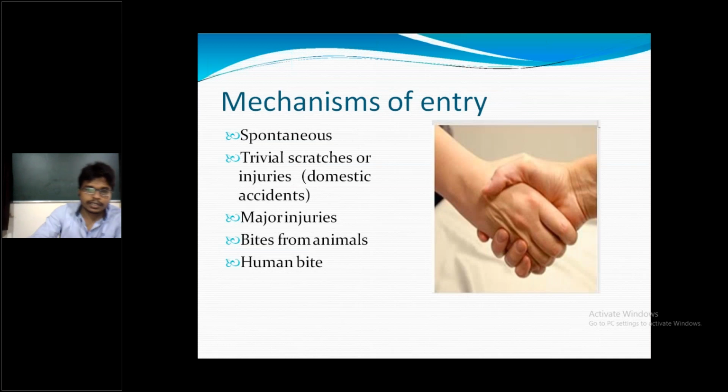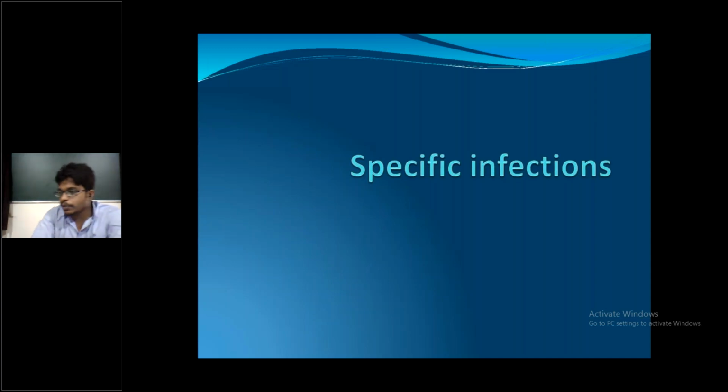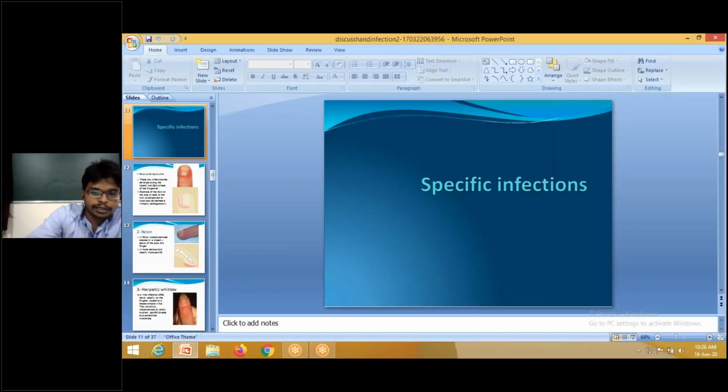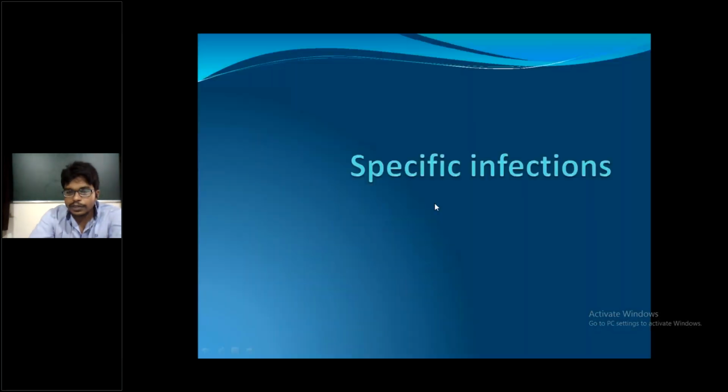Mechanism of entry. It may be spontaneous or trivial scratches. Trivial scratches will be the entry points of these infections, and also major injuries and bites from animals, and it will lead to specific infections. So many slides are present, so whatever we can complete in this class, and next class we can continue with specific infections.